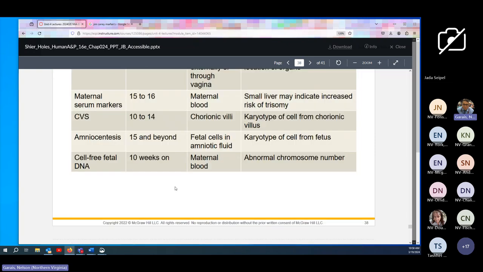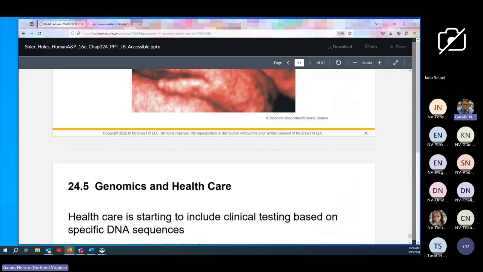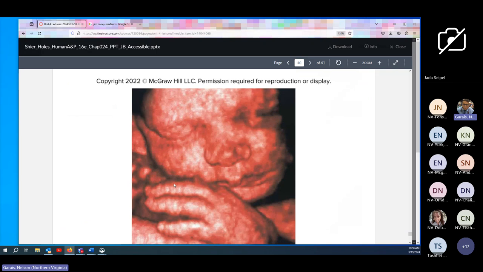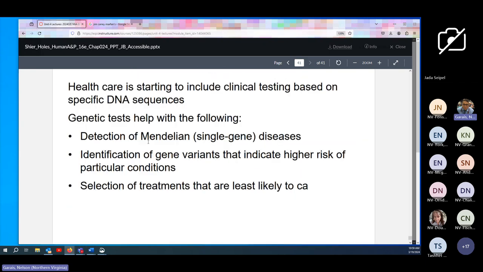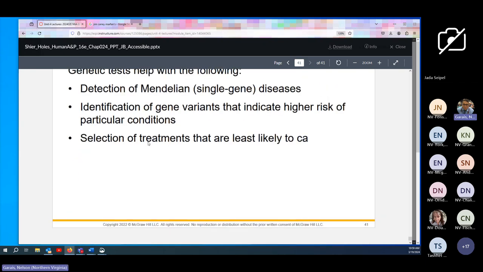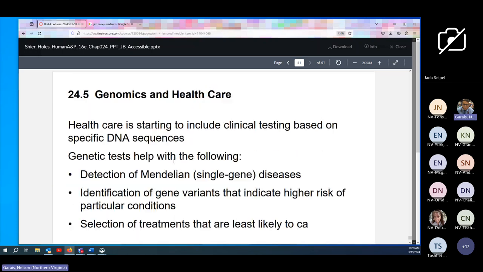Prenatal tests, you don't need to know. And yeah, all these other things you don't need to know. Oh, here's one thing you should know, just on a personal note. Don't get a 3D ultrasound. They're useless. They don't tell you anything. And of course your kid's going to look like you. If it doesn't, there's a problem. Genomics, healthcare. So let's see what else. Well, that's it. That's everything we have.